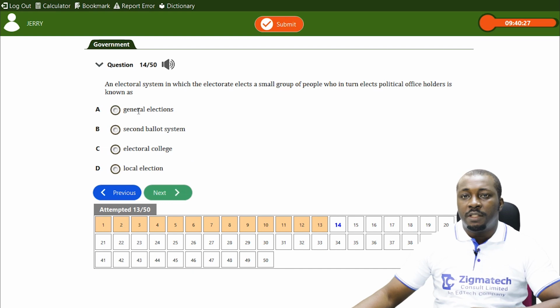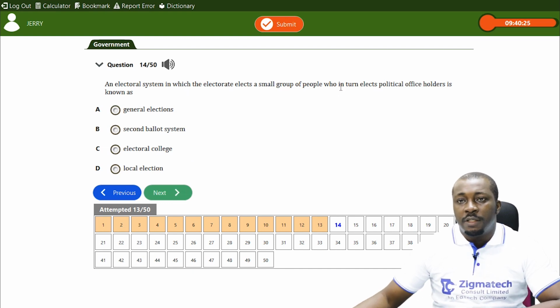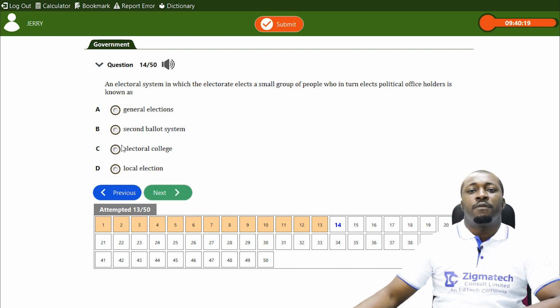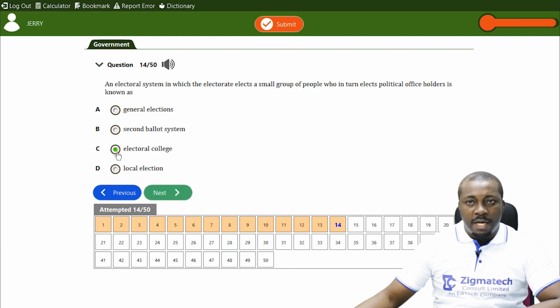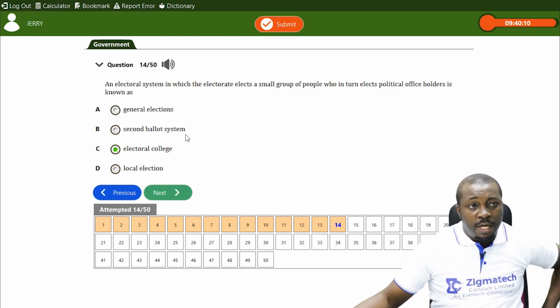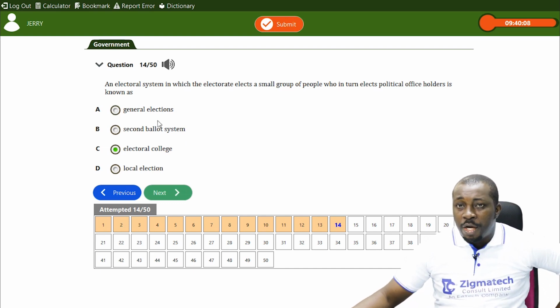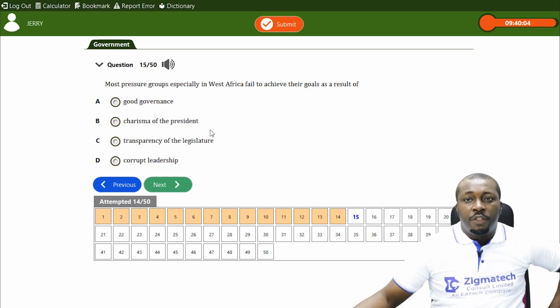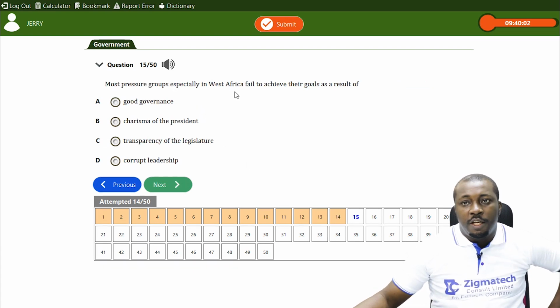From what I've explained, you see that an electoral system with the electorate electing a small group of people who in turn elect political office holders is known as, of course, electoral college. That is the indirect election which uses electoral college. It's not the second ballot system which takes place when there is no winner. It's not general election, which I explained. It's not local election.